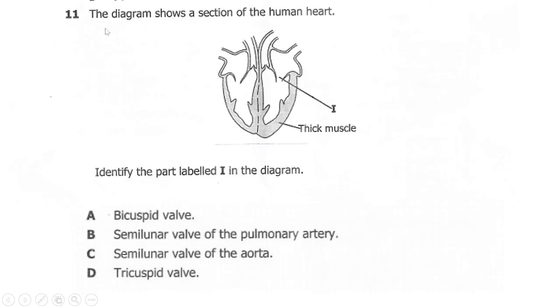We move to 11. The diagram shows a section of the human heart. So this is the human heart with the thick wall on the left side of the heart, thick muscle, with this part, a valve labeled I. Then they're saying identify the part labeled I in the diagram. Okay, so this part here should be bicuspid valve.